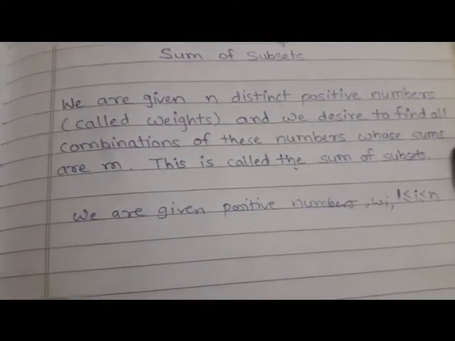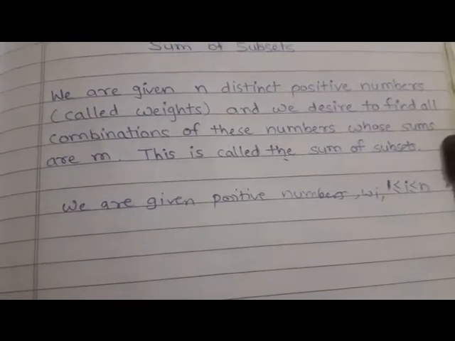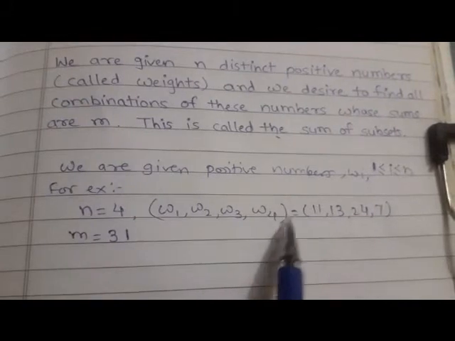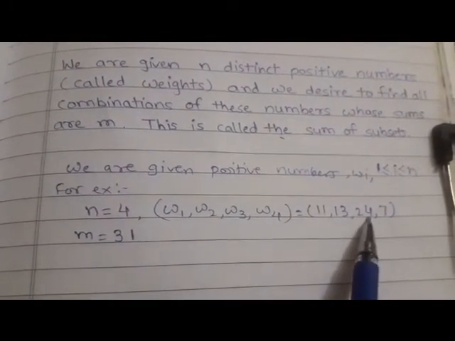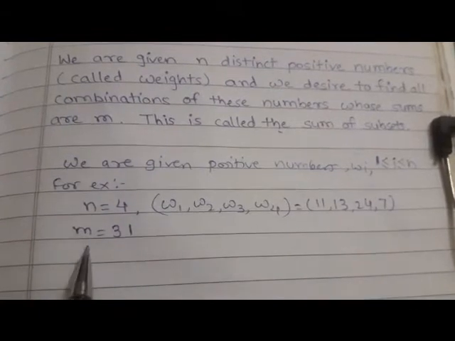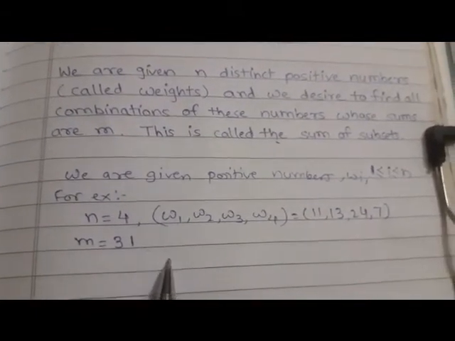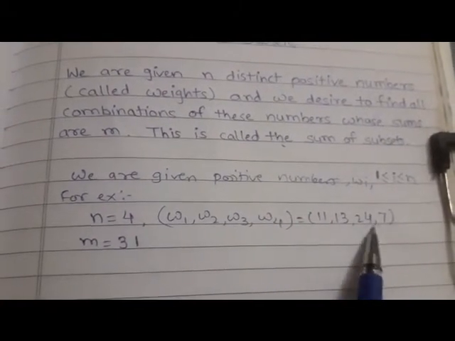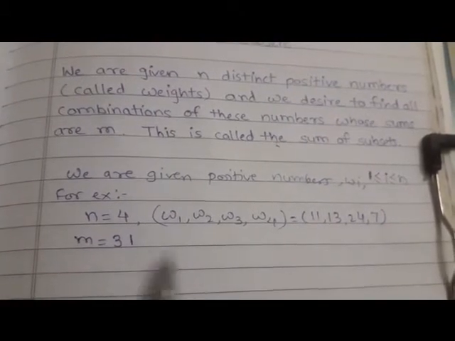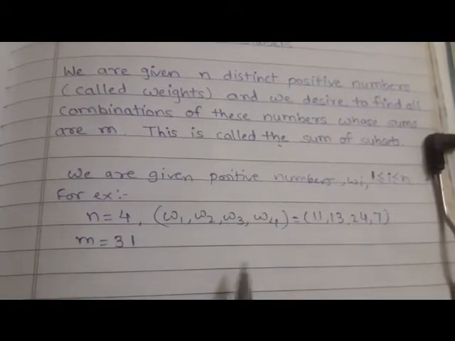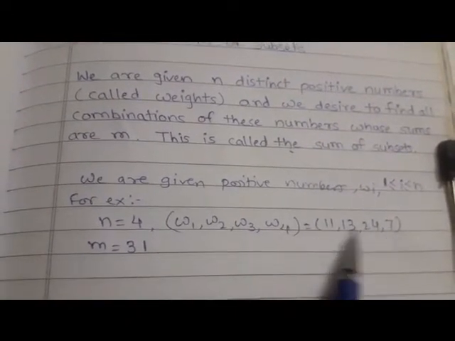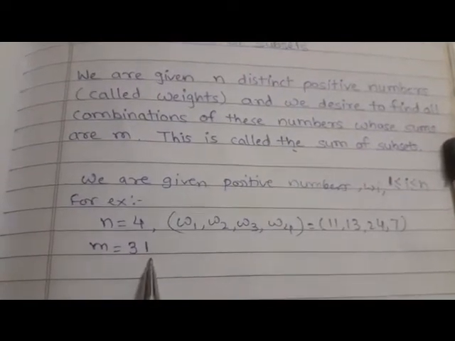Now we will take one example. Here we are given that n is equal to 4 and 4 weights are given. These weights are 11, 13, 24 and 7, and the value of m is equal to 31. Here we have 4 different positive numbers, called the weights, and since m is 31, we desire to find all the combinations of these numbers whose sum is equal to 31.